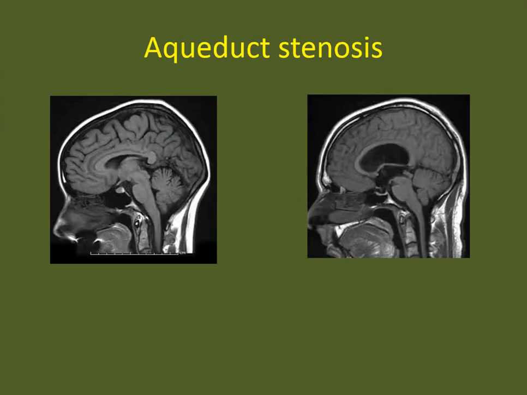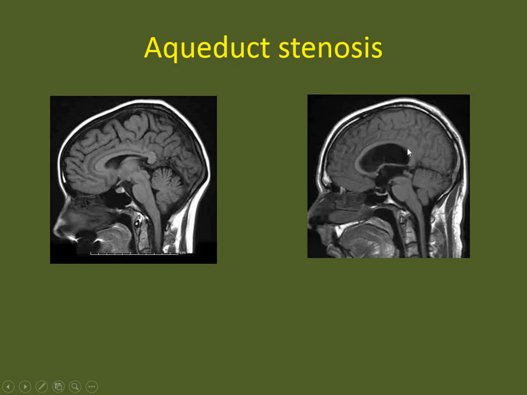So when we take aqueduct stenosis, it is a fairly common congenital malformation, and as the name implies, there is stenosis or narrowing of the cerebral aqueduct. So here is a normal brain, right? Here you can see the lateral ventricles, barely see the third ventricle, and you can see the fourth ventricle. But here in this picture you can see a dilated lateral ventricle, a large third ventricle, and the fourth ventricle is small, and the block is here.